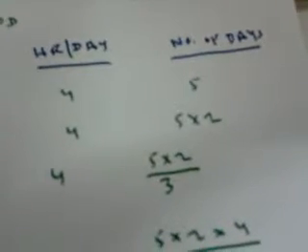Just tabulate. It is given that 2 men do 3 units of work working 4 hours a day in 5 days. First, we will convert everything to 1. That is why it's called unitary method. Instead of 2 men, if there was 1 man, obviously, he will take more time.